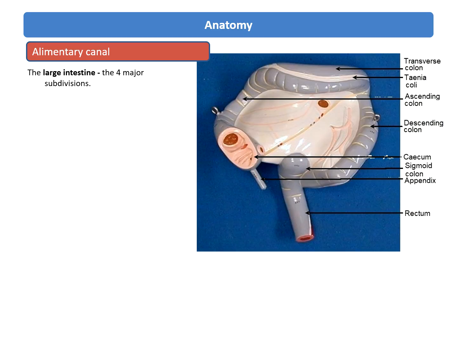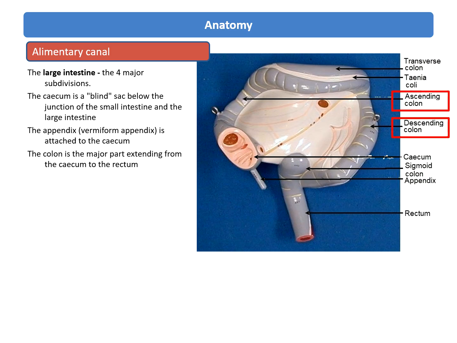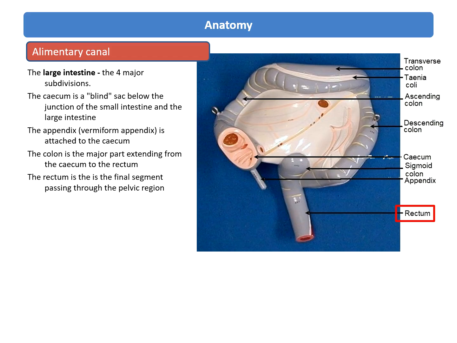The large intestine, we can see here the 4 major subdivisions. Caecum, the blind sac. The appendix, or vermiform appendix, is attached to the caecum. Colon is the major part extending from the caecum to the rectum. The rectum is the final segment passing through the pelvic region.